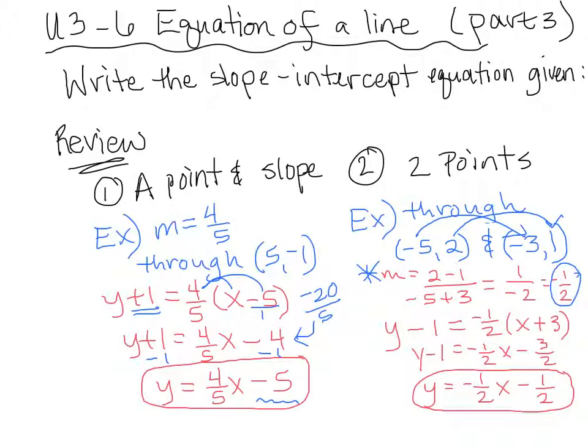I chose negative 3, 1 as my x1 and y1. I made my point-slope equation and solved and got y equals negative 1/2 x minus 1/2. And you could also have a minus 0.5 there at the end. Now let's take a look at a few other scenarios with different types of information that you could be given to write a slope-intercept equation.